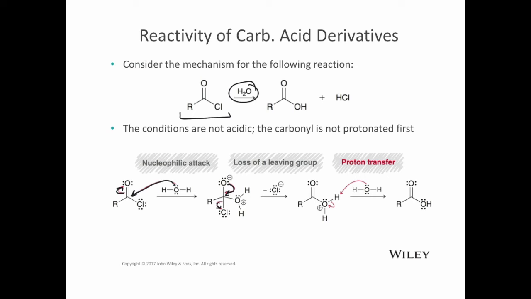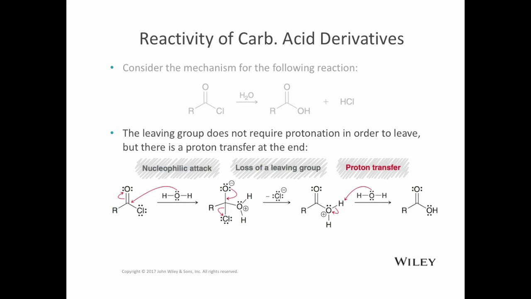And then finally, you can do a proton transfer at the end because we want to end up with a product that's not charged. So water is going to grab this hydrogen and form the carboxylic acid product. Note here that the leaving group, the chloride, did not require protonation in order to leave, but there is a proton transfer at the very end.